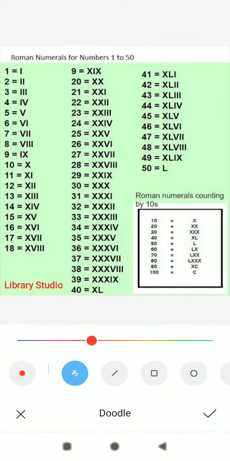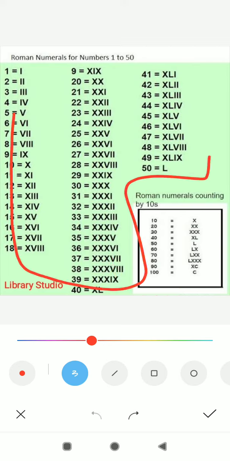Today we are going to study mathematics, Roman numbers. Here are the Roman numbers counting by tens. Means if we will do plus 10, plus 10, plus 10, so what will be the Roman number of that? So this is very important, and of this chart you can take a screenshot. So it will help you to solve mathematical problems.